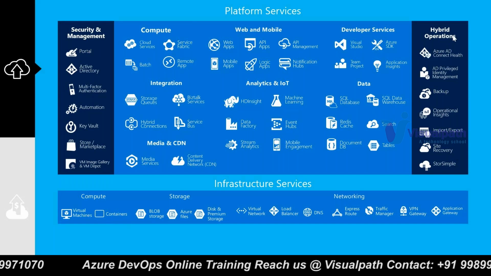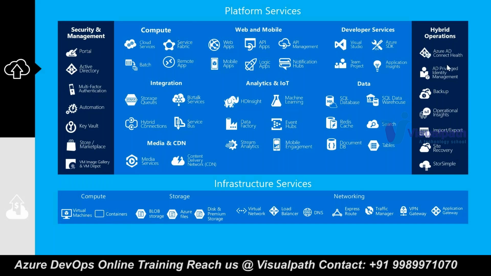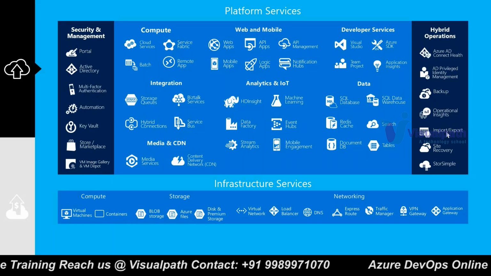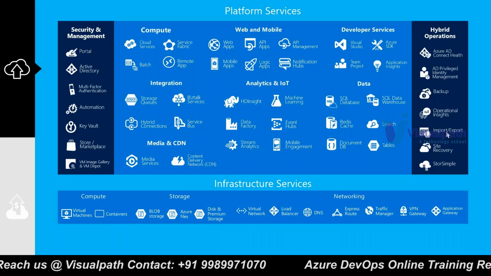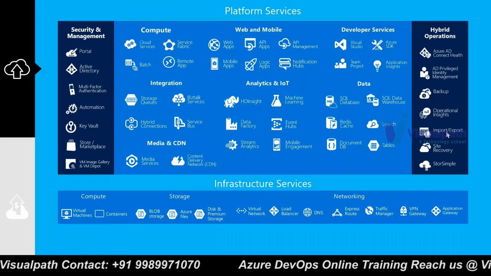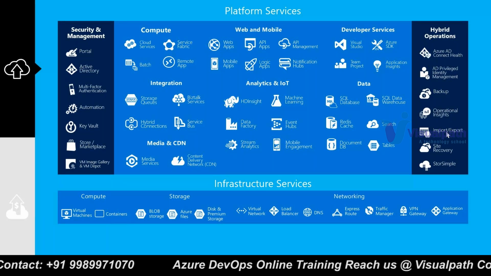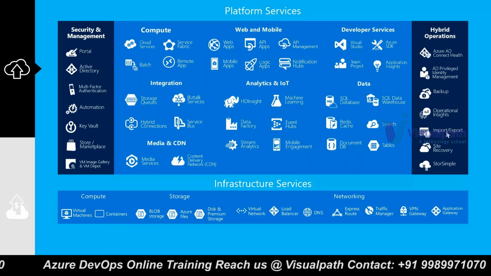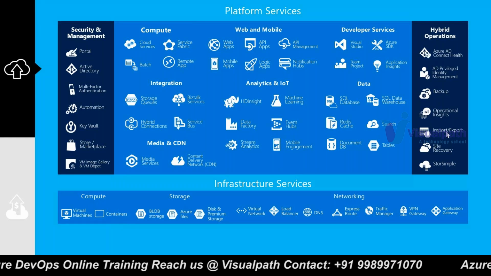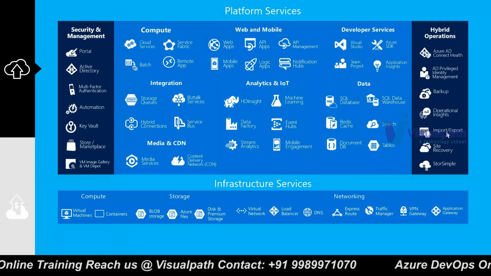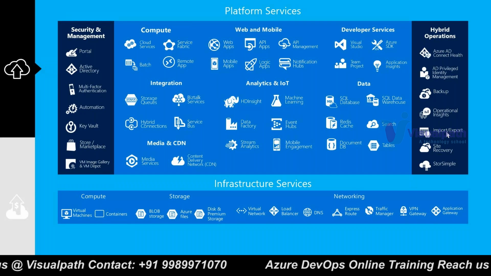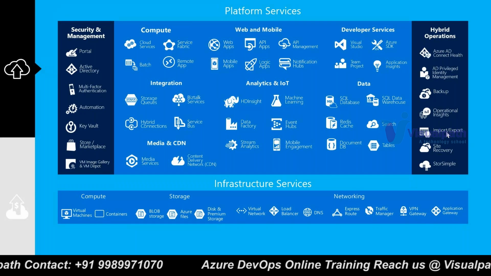And hybrid operations are more about monitoring and managing your Active Directory, syncing between on-premises and Azure, doing backups and recovery, and Azure Migrate with Site Recovery. There are also a number of integration services, analytics, IoT, cognitive services, or data services that our application needs.